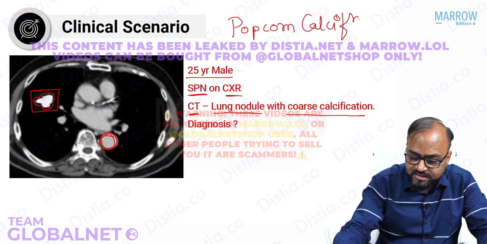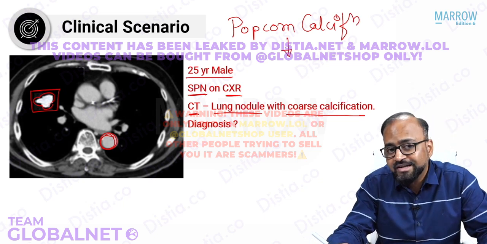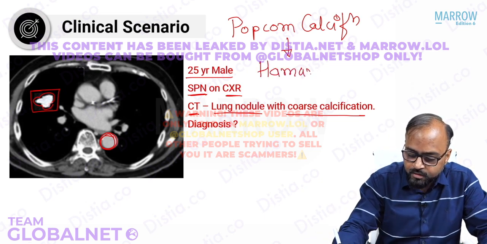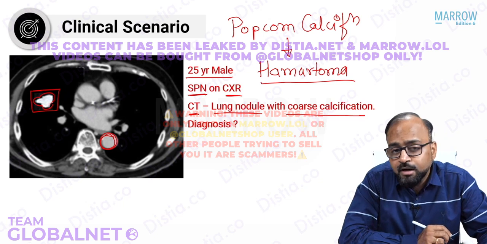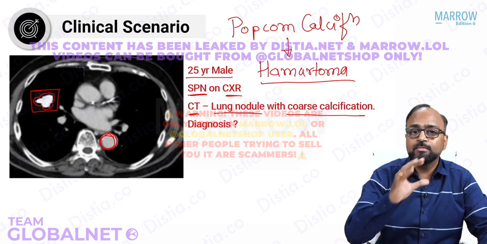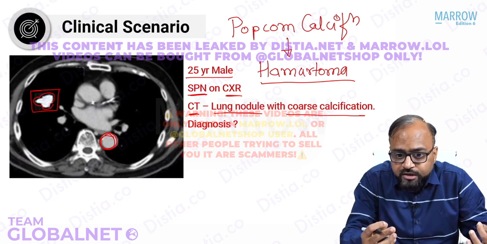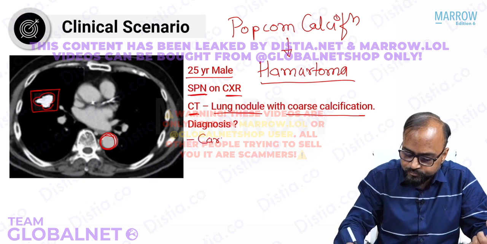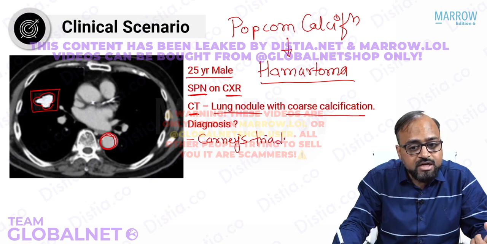So popcorn calcification within the lungs is a feature of a benign lung tumor called pulmonary hamartoma. So this is classical of pulmonary hamartoma. Pulmonary hamartoma is a tumor-like lesion within the lung, which is actually an abnormal mixture of mature tissues. It is associated with a specific triad, which is called Carney's triad. What is this Carney's triad?